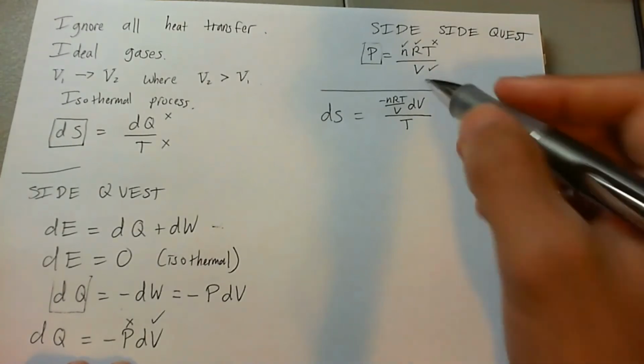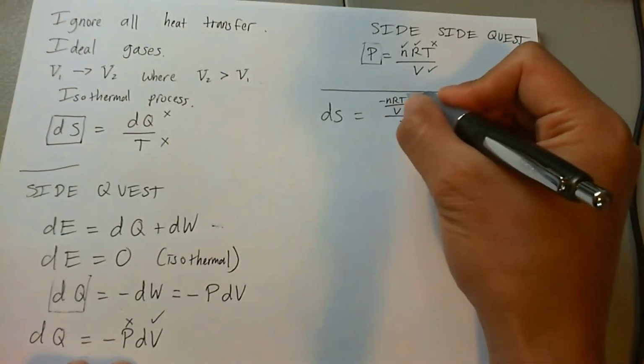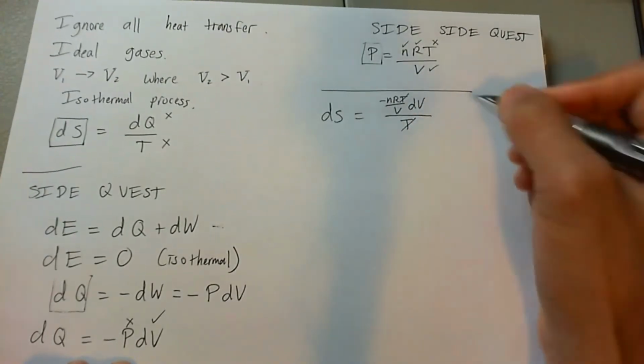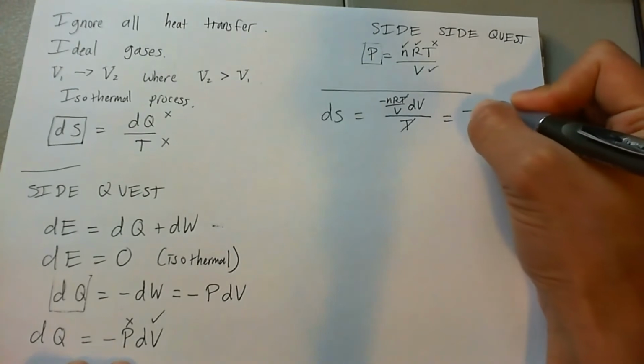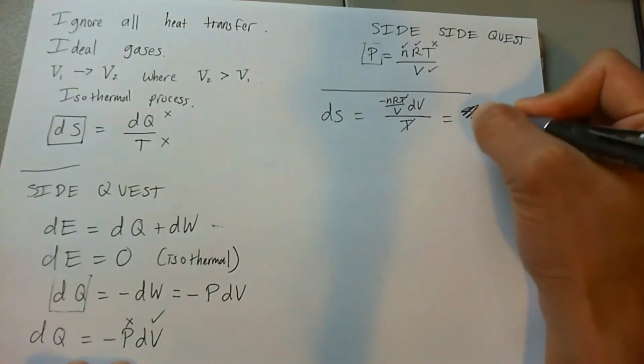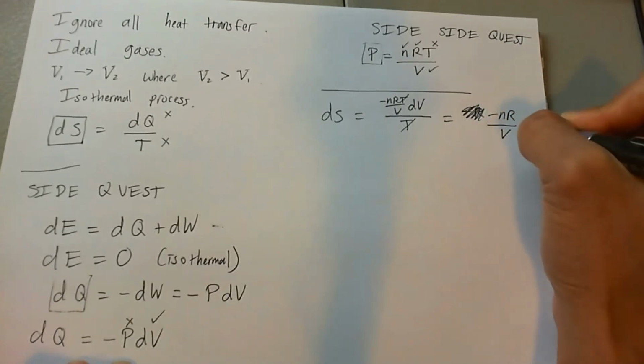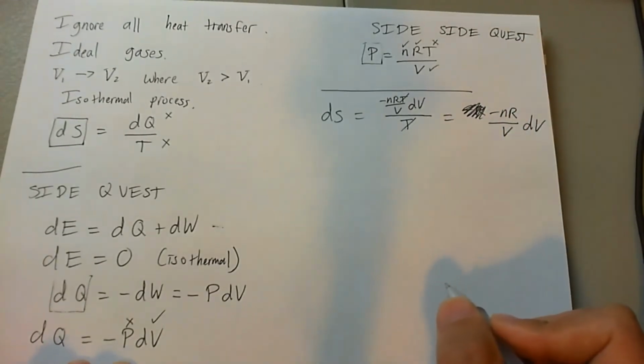Okay, this is great because look at what I'm seeing here. The T's are actually going to cancel out and we can just put V on the bottom. So this actually ends up being negative N R over V, and then we'll put a dV off to the side.